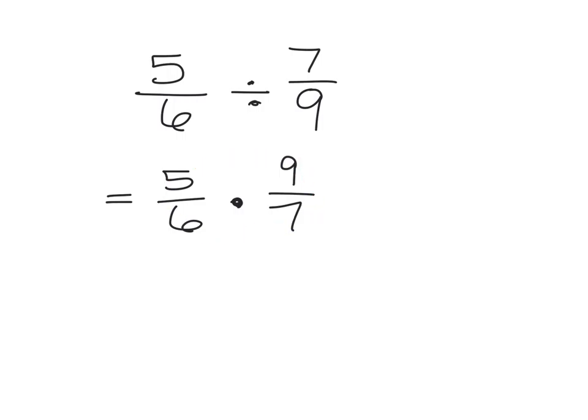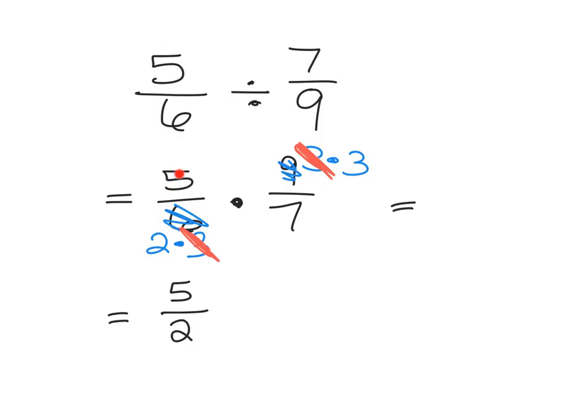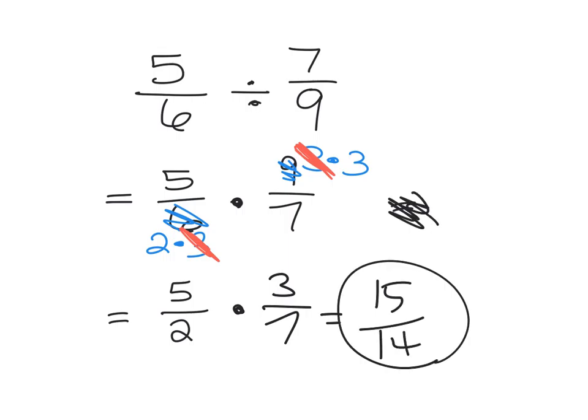And then you are supposed to look for common factors. And in this case, 6 can become 2 times 3, and 9 can become 3 times 3. And then there is our common factor. 3 and 3, they cancel out, leaving us with 5 over 2 times 3 over 7, which is equal to 15 over 14. So the big key is the first fraction stays the same.